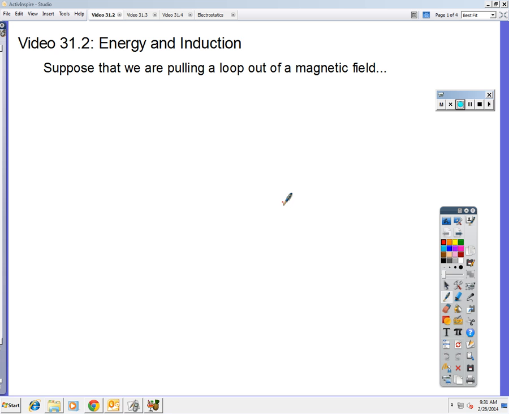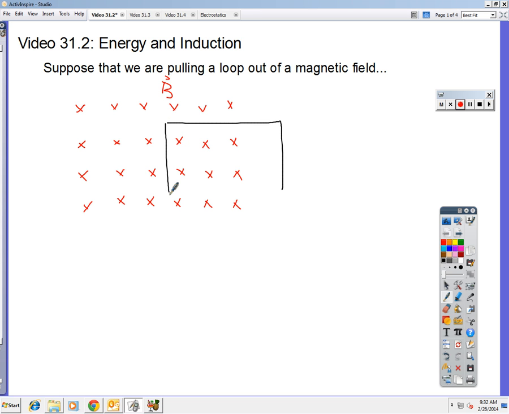And we're going to look today at what happens if you have a magnetic field, which for the moment I'll say points into the page, and we have a rectangular loop that we are in the process of pulling out of the field. So we'll say there's a resistance R in that loop, and it has width L, and it's moving with speed V out of the field.